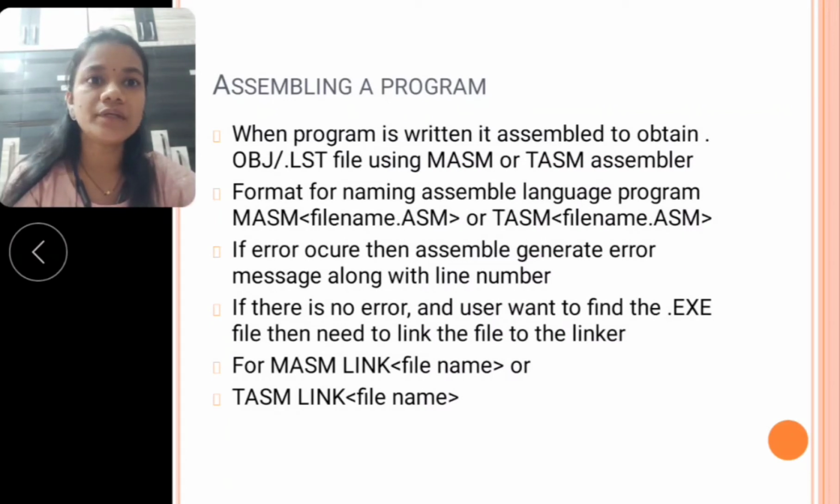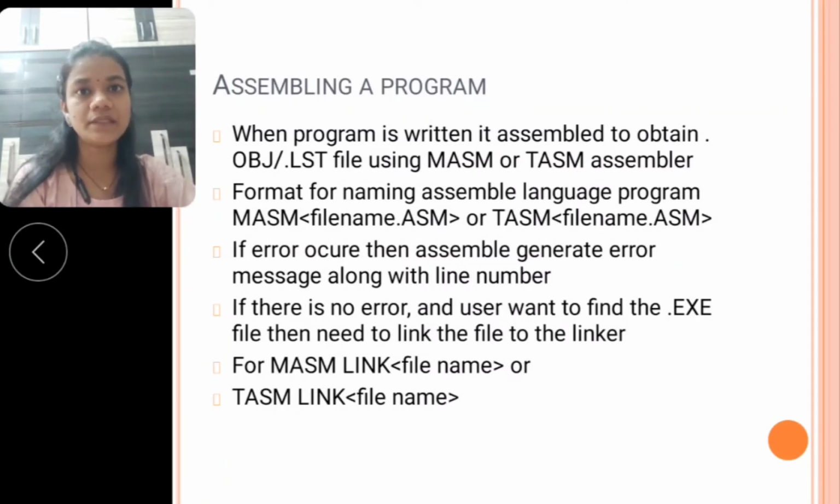If there is no error and the user wants to find the .exe file, then they need to link the file using the linker. So if there is no error, then we will go towards the next tool, that is the linker. With the linker we get the .exe file. So this is all about the assembler, that is why we use the assembler in 8086 programming.